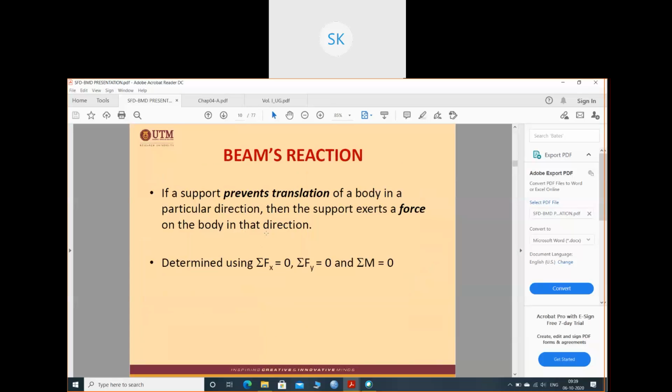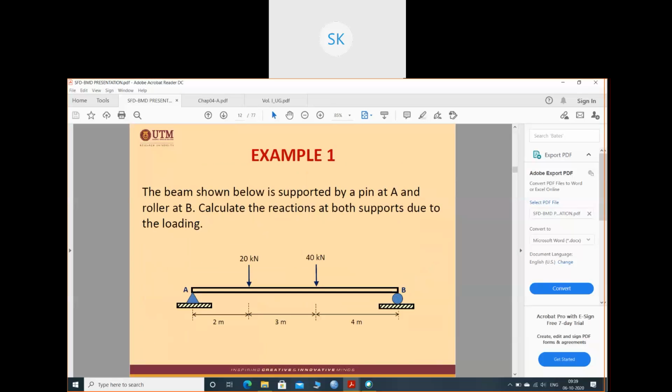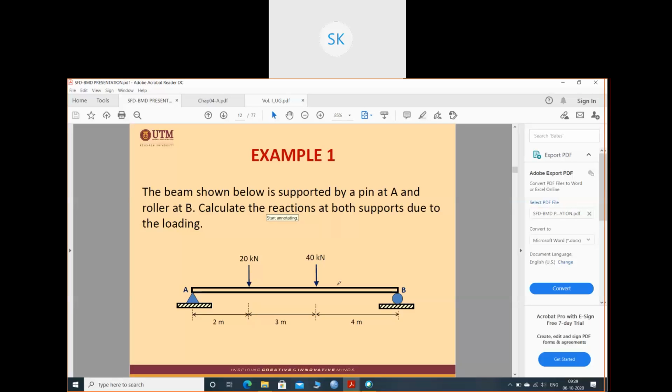So I'll start with this one. Let's jump into a numerical so that you understand. The beam shown below is simply supported by a pin at A. This is the pin or hinge support, and a roller support at B. Calculate the reactions at both the supports due to loading. Two loads are given, 20 kilonewton and 40 kilonewton.